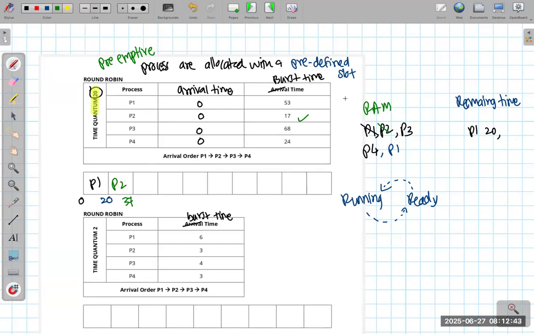My question, will P2 go back to the RAM again? No. Why? He finished. Yeah, you were right. So next one is P3.